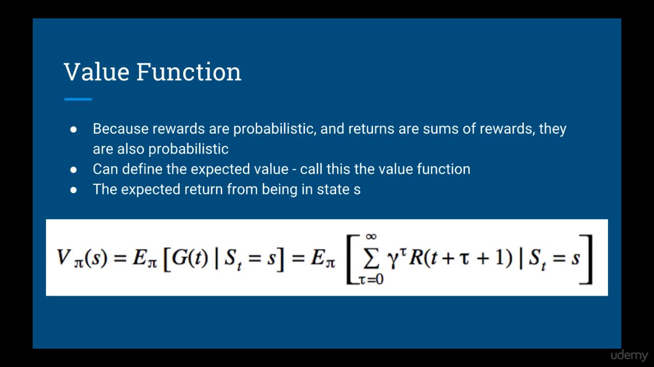This brings us to the next concept, the value function. Because rewards are probabilistic and the return is a sum of rewards, then the return is also probabilistic. This allows us to define the expected return given we're in a state S, which we call the value function. The value function is an estimate of the return from this point onward.